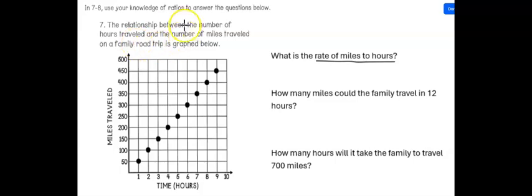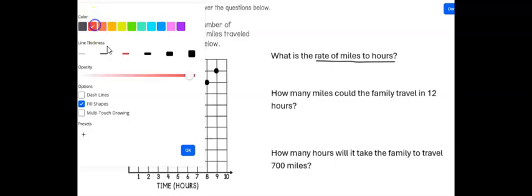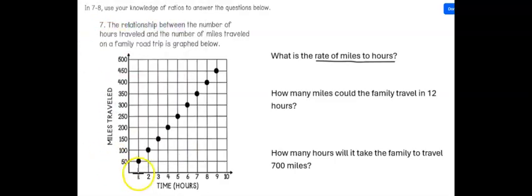Well, when we look up here, they didn't give us the rate. We have to get it from the graph. So we're going to go to the graph. We're going to look at some of these ordered pairs. And I'm looking at my first one. It's 1, 50. So right there I have, hey, in 1 hour, they traveled 50 miles. So the rate miles to hours, we could say is 50 to 1. This is miles, so it would go on top because it's mentioned first. And then hours in the bottom. So we could say 50 miles to 1 hour.